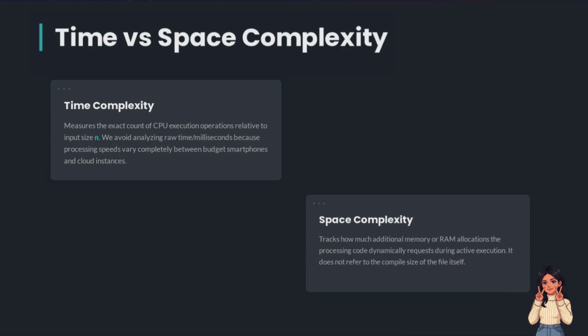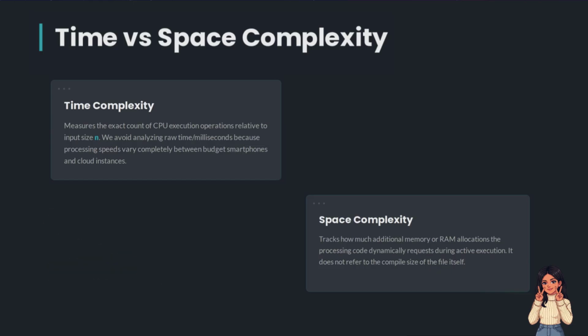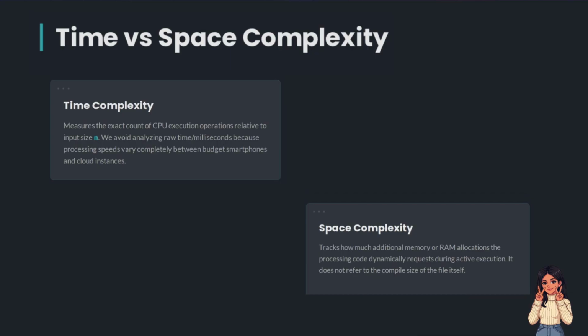Space complexity, on the other hand, measures memory allocation. It's not just the size of your raw code file, it tracks how much additional RAM or temporary storage your algorithm forces the computer to allocate while it's actively processing the data. Moving ahead, we are going to have a look at the complexity ladder from baseline efficiency to architectural disaster.